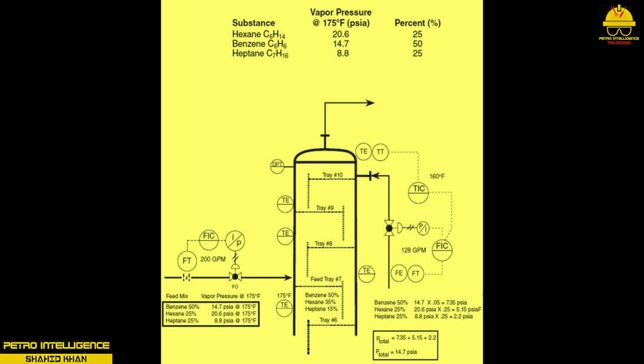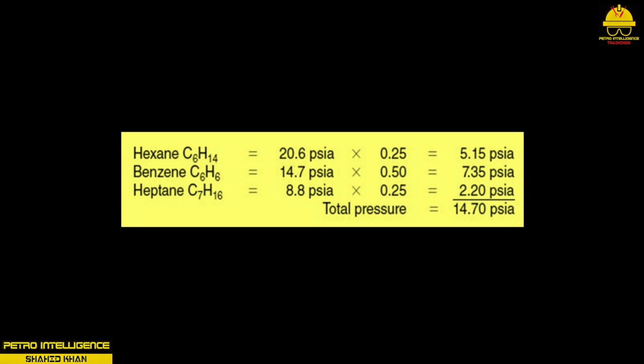To calculate partial pressures, use the formula: partial pressure equals vapor pressure times percent of fraction. For example, consider the following data shown in the picture. Given the data, the vapor pressure exerted by a mixture consisting of 25% hexane, 25% heptane, and 50% benzene could be calculated as shown in this picture. Using this information, we can calculate the total pressure on tray 6 by adding up the partial pressures.